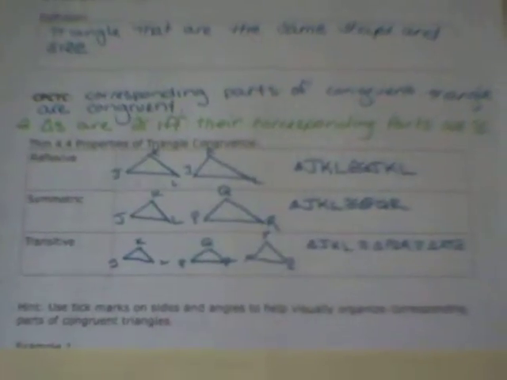The next thing that you should fill out is the chart below: properties of congruent triangles. You have reflexive, symmetric, and transitive. Reflexive: A equals A. If a triangle equals itself, then it's the same triangle. Symmetric: if A equals B, then B equals A. Same gist. And transitive: if A equals B and B equals C, then the first and third will be equal to each other. All of these definitions can be found in your book.